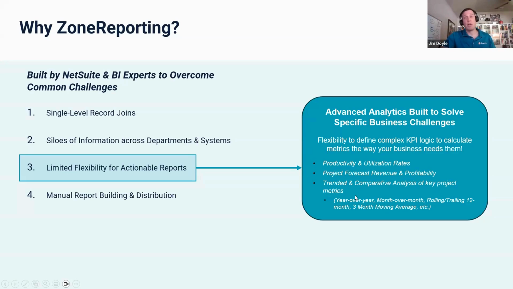We have pre-built time intelligence, so you can look at year over year, month over month, rolling or trailing 12-month, 3-month moving average, all these different time intelligences so that you can understand where your business is compared to a prior time period or trended, looking backwards.